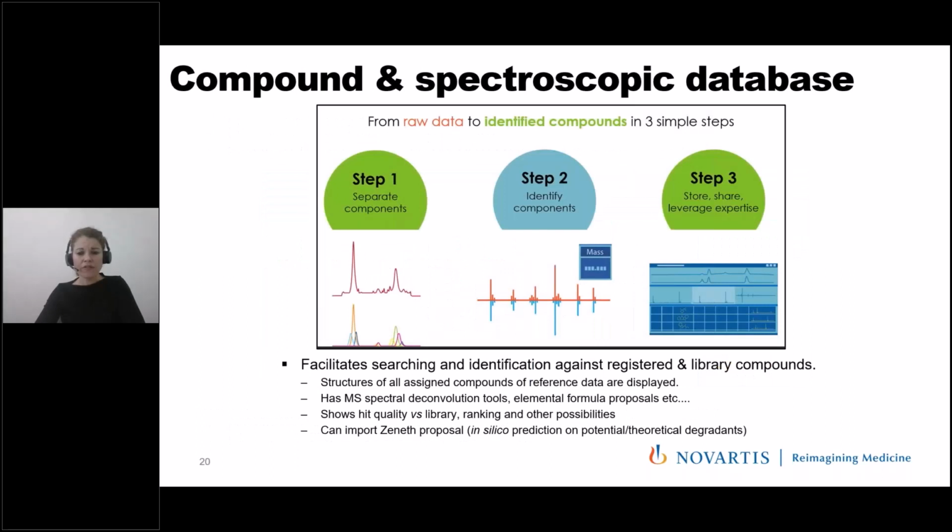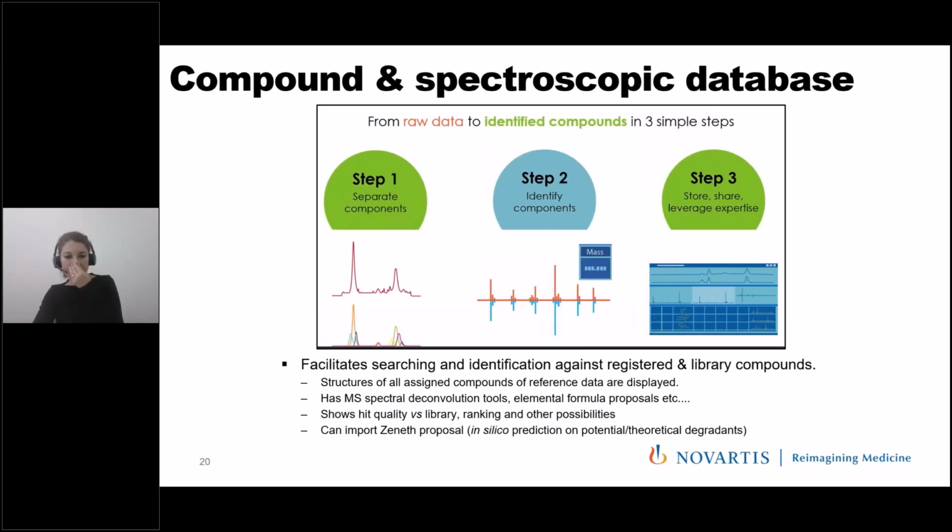And I think just one final slide on Luminata. The whole idea behind it is that we would be able, in 3 simple steps, to have full information, so to say, on the compound. So we have the separate components that are introduced in the software. We have the possibility, based on the mass, to identify those components, and of course later to store and share. This is especially important in the area of degradation, as we're working there with many different departments, and the collaboration and data exchange is crucial.